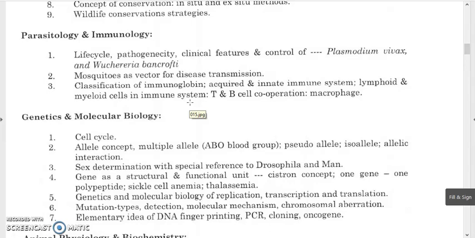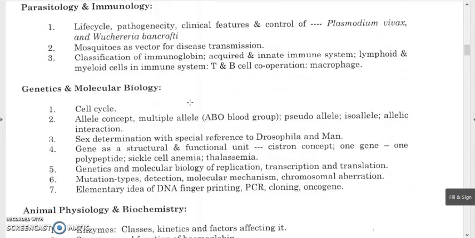Classification of immunoglobulin, that is the antibody classification, based on the heavy chain: IgG, IgM, IgD, IgA and IgE. Antibody is also known as immunoglobulin. So IgG is immunoglobulin G, IgM is immunoglobulin M, IgD, IgE and IgA. And you have to study here the classification of acquired immunity versus innate immunity. What is the major difference between them? Lymphoid and myeloid cells in the immune system, T cell and B cell cooperation, macrophage.